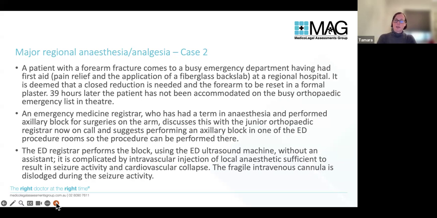Unfortunately, when you inject these long-acting local anaesthetics into someone's vein, they do two things very quickly. Firstly, they cause seizures and then central nervous system depression, and they also cause cardiovascular collapse. So the patient fits and starts to drop their blood pressure, and in the motion of fitting, their drip comes out, of course.